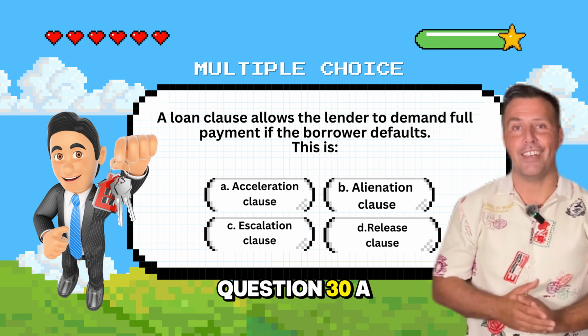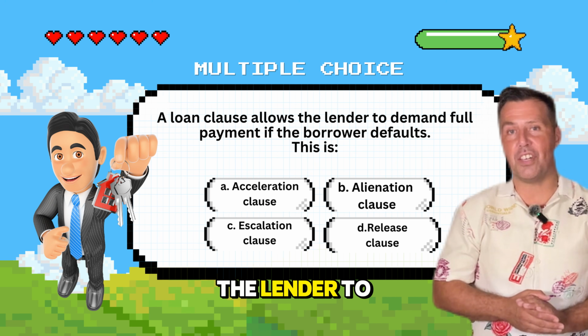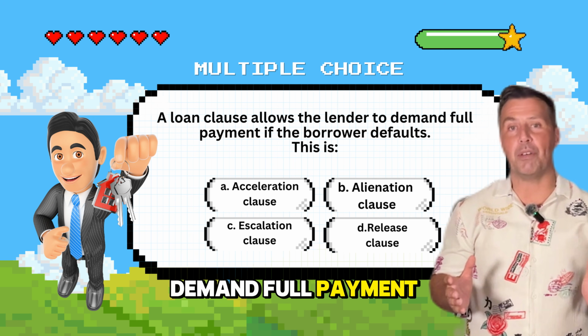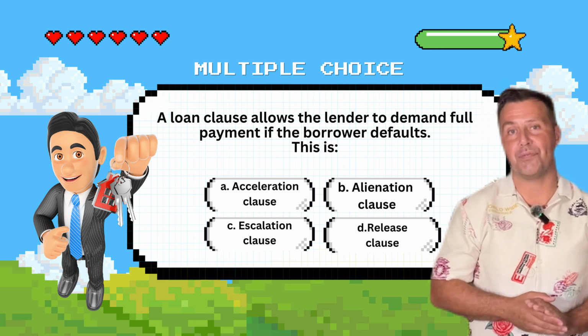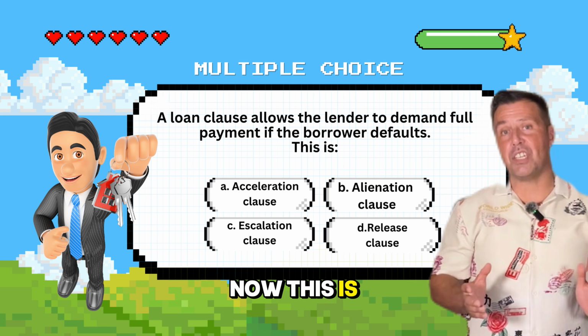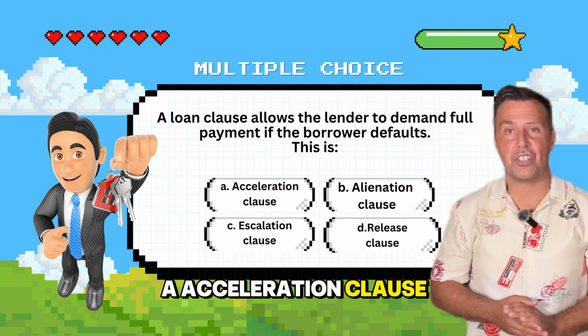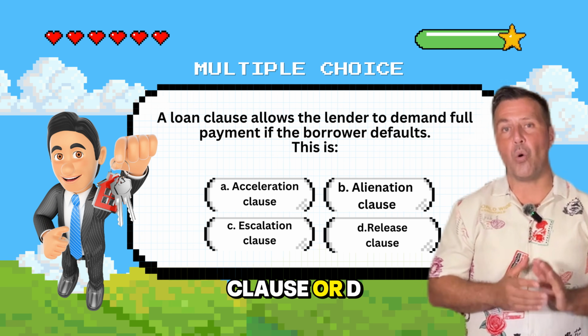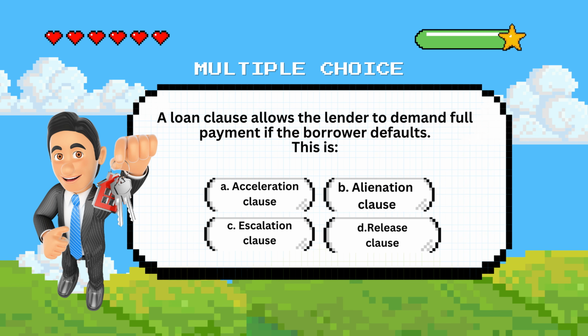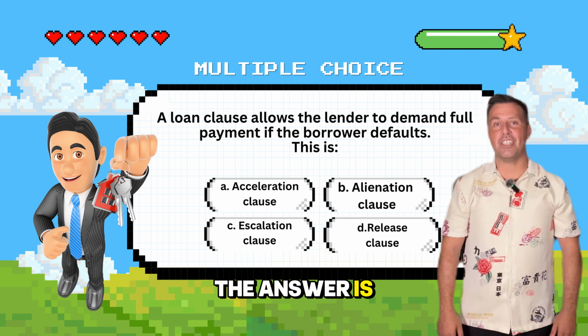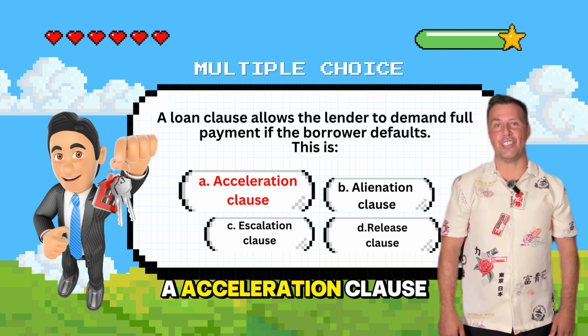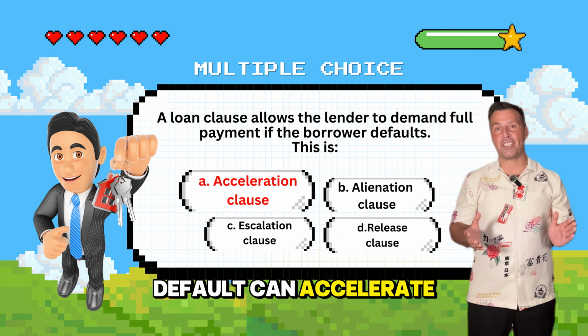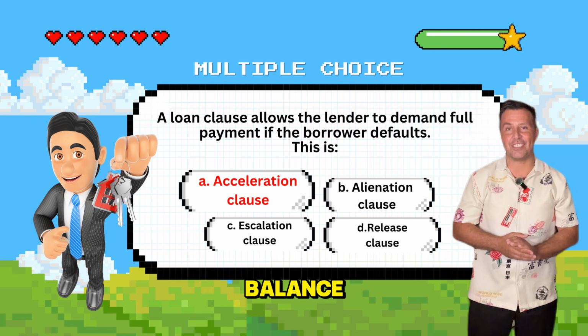Question 30. A loan clause allows the lender to demand full payment if the borrower defaults. Now this is A. Acceleration clause, B. Alienation clause, C. An escalation clause, or D. A release clause. The answer is A. Acceleration clause. Default can accelerate the entire loan balance.